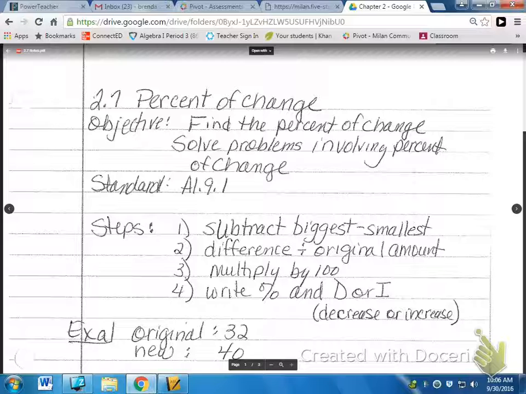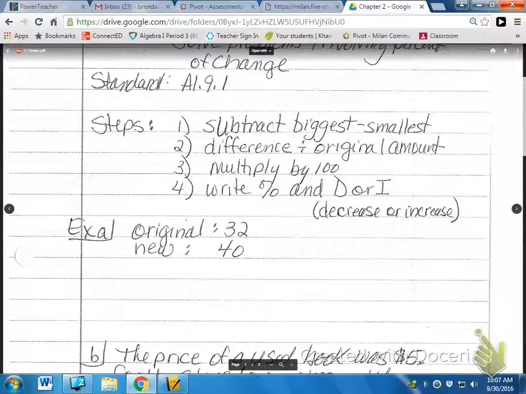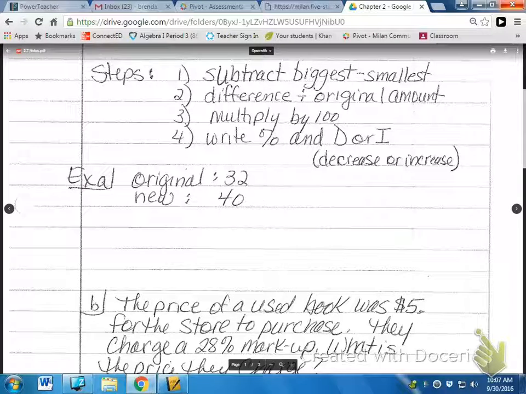Our objective is to find the percent of change and solve problems involving percent of change. It's standard A1.9.1. The steps for percent of change. So percent of change, you always have an amount of something and then a new amount of something. So an original amount and a new amount. So something that happens previously and then they've checked it later.